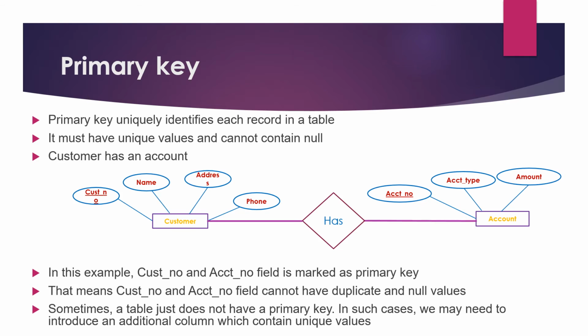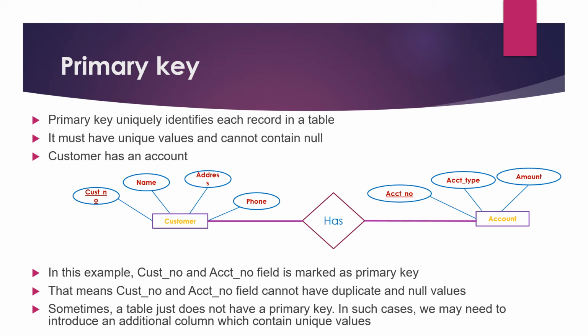Next is the primary key. A primary key uniquely identifies each record in a table. It must have unique values and cannot contain null values. A primary key is a column or a group of columns in a table that uniquely identify every row in that table. The primary key can't be duplicated, meaning the same value can't appear more than once in the table, and a table cannot have more than one primary key.